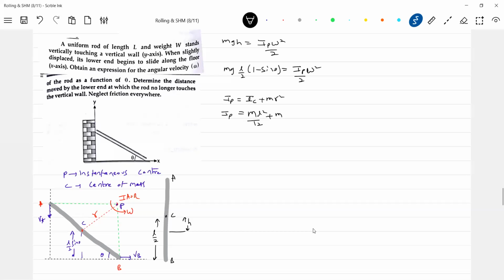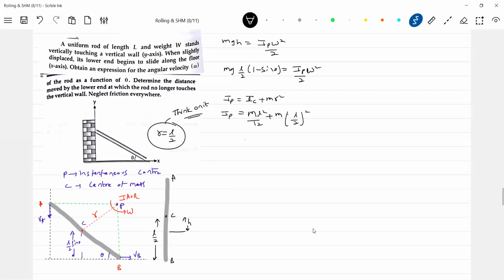I think R should be L by 2. So what is this length? L by 2 sine theta. What is this? L by 2 cos theta. This is L. So this length is L by 2 sine theta, and this is L by 2 cos theta. So this should be the diagonal, and this should be half of the diagonal. Therefore R should be L by 2. Okay, think on it. So I got the value of IP.